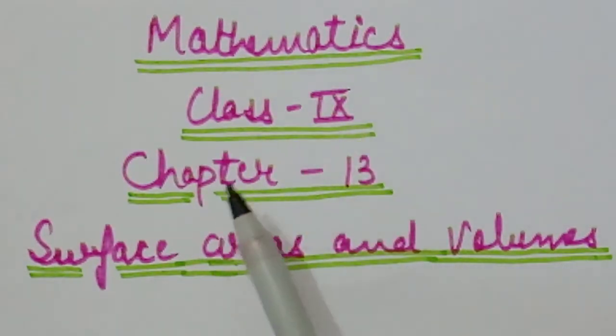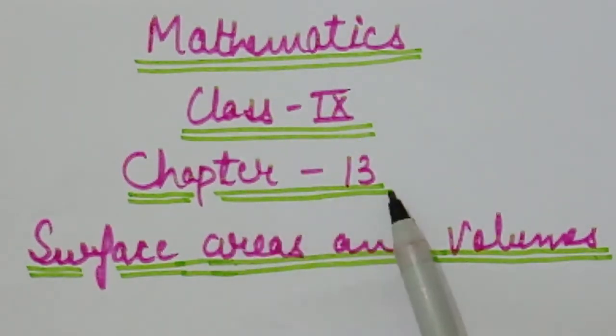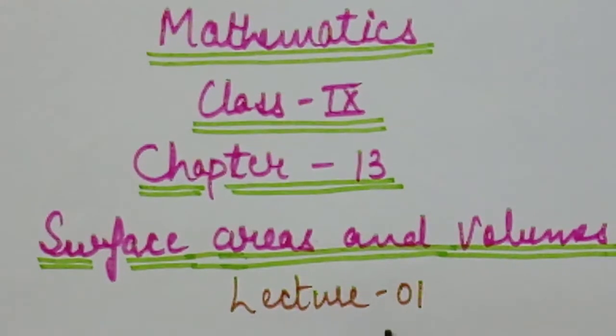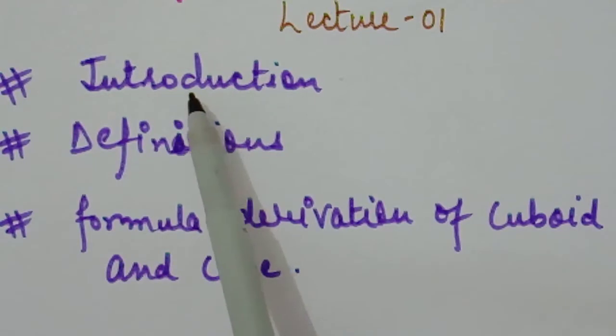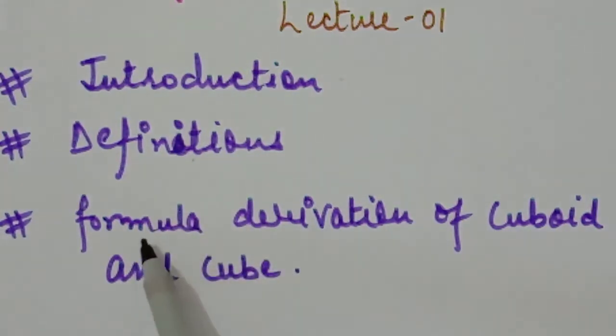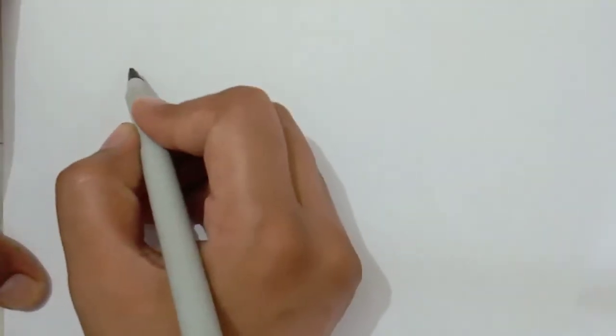This is class 9th. Today we are going to start our chapter number 1, chapter name Surface Area and Volumes. This is our lecture 1. So students, in this lecture we will discuss the introduction of the chapter, some definitions related to the given topic, and the formula derivation of cuboid and cube which is related to the first exercise of this chapter.